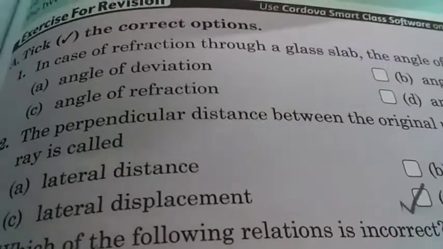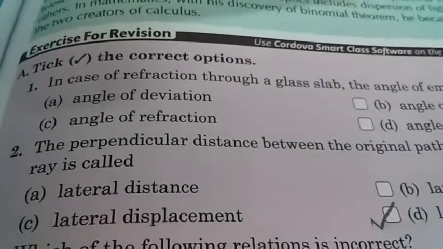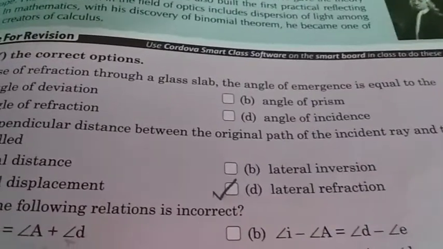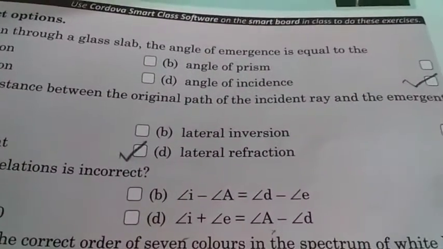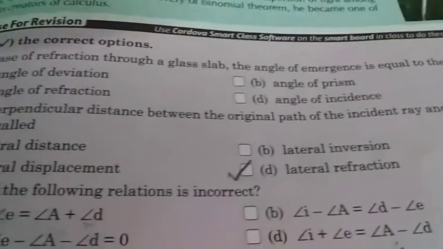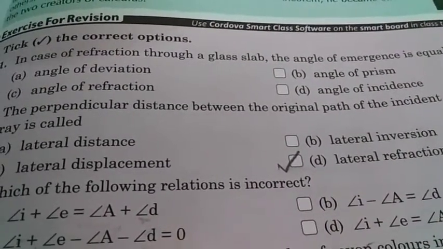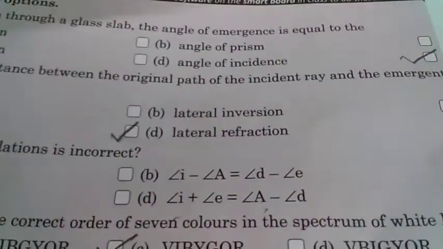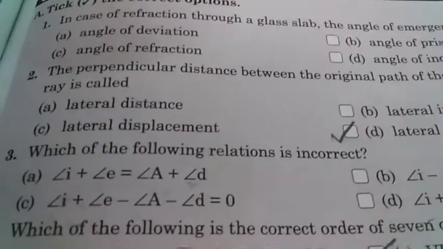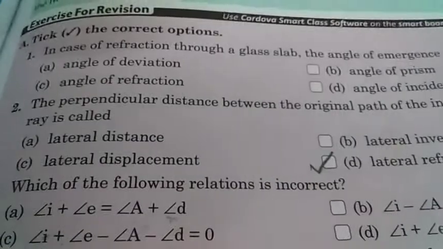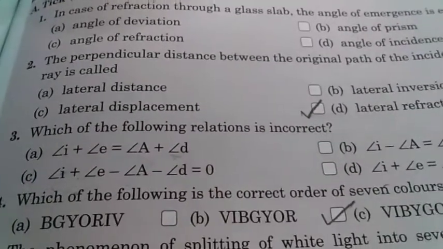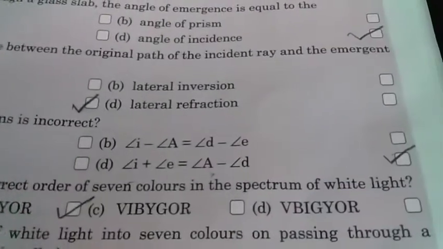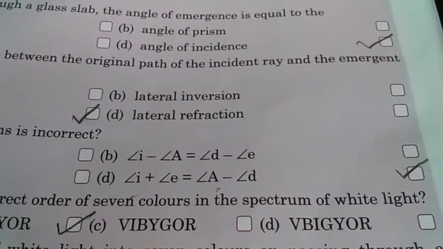Now tick the correct options. In case of refraction through a glass slab, the angle of emergence is equal to the angle of incidence. D. The perpendicular distance between the original path of the incident ray and the emergent ray is called lateral displacement. Now, which of the relations is incorrect? D1 is incorrect.